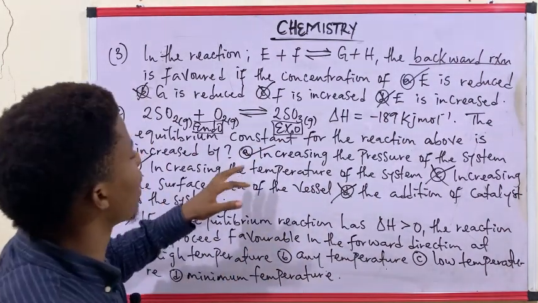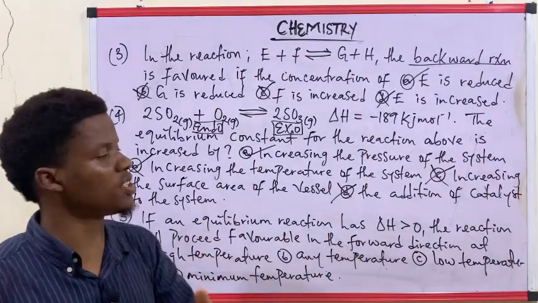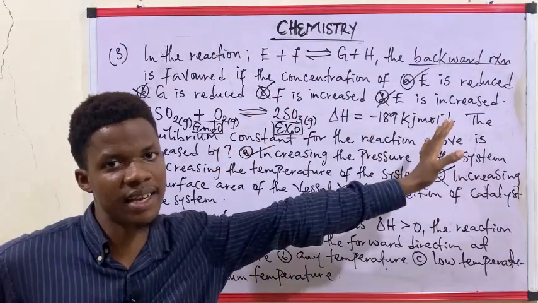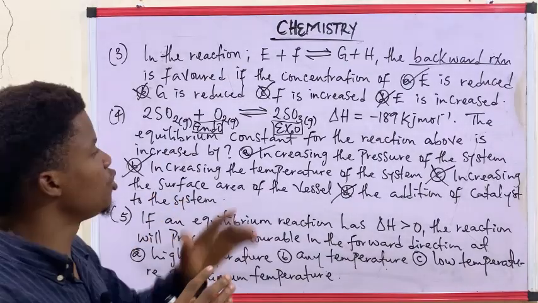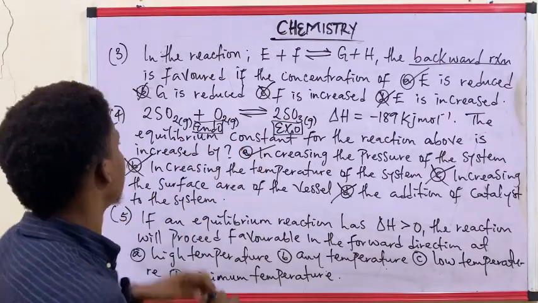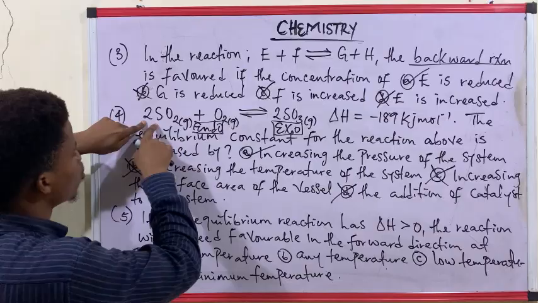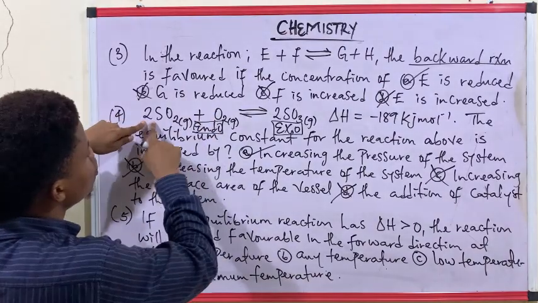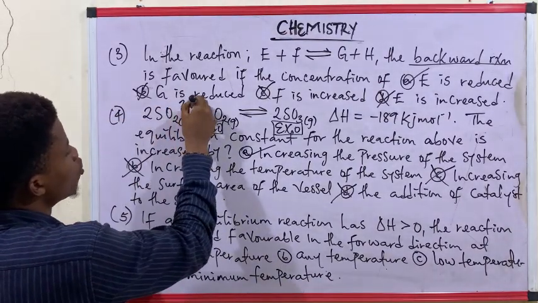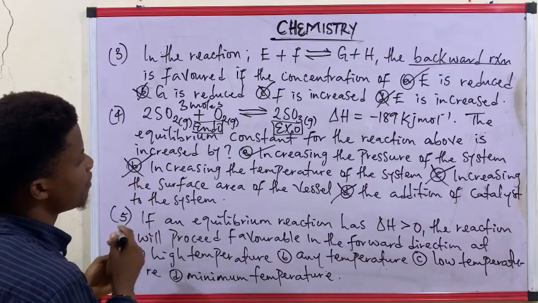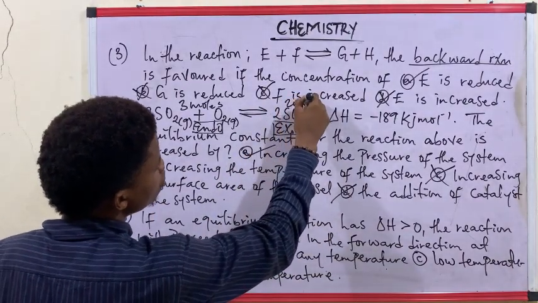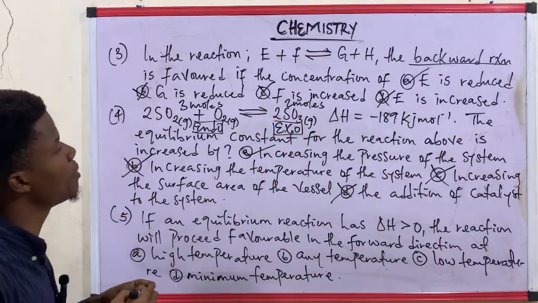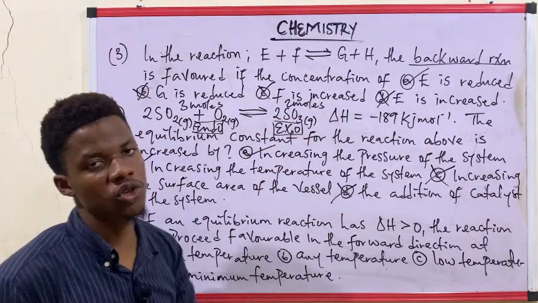Now, how do I know that increasing the pressure of the system can take it to the right hand side? It's very easy. How many moles do you have at the left and at the right? This left, this is 2, and this is 1. So 2 plus 1, 3. So we have 3 moles at the left. On the right, we just have these 2. So we have 2 moles at the right. So 3 moles at the left, 2 moles at the right.